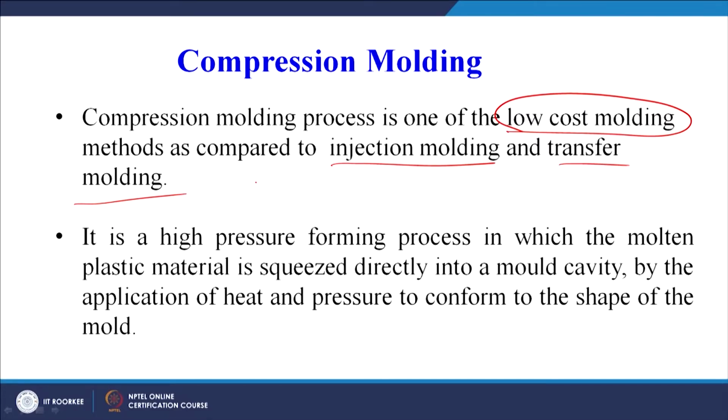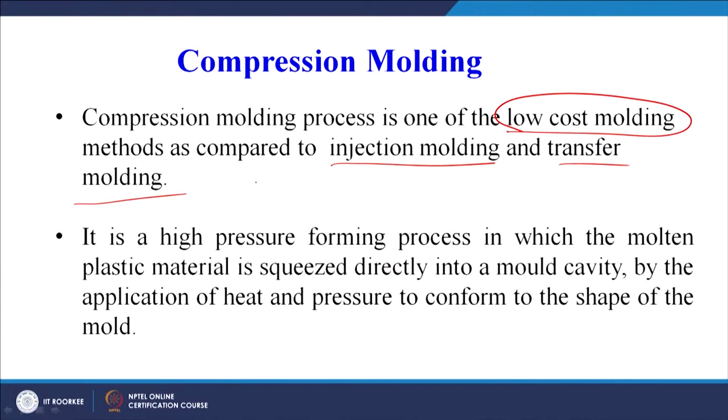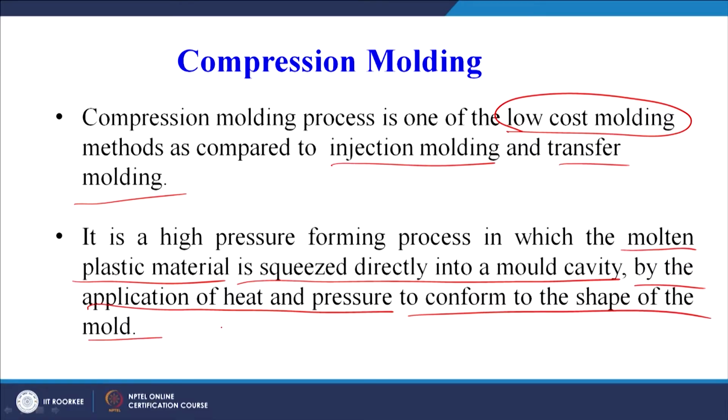So suppose we want to produce a part where the cost of the part is very important. Therefore, in that case we may like to go for the compression molding process. It is a high pressure forming process in which the molten plastic material is squeezed directly into the mold cavity by the application of heat and pressure to conform to the shape of the mold. What is the raw material here? The plastic material, we have to melt that material. So we can try to understand it with the help of a diagram.